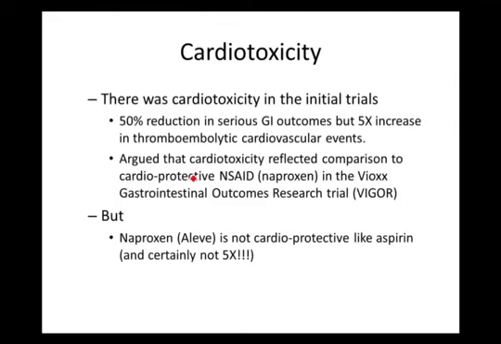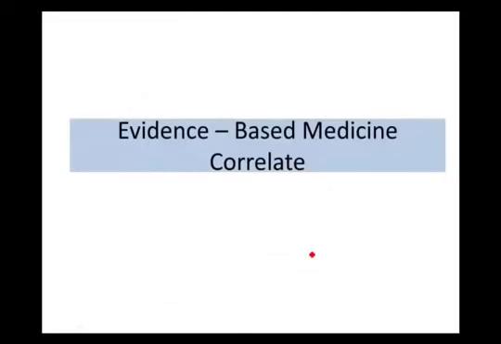But essentially, the trial, which was called Vigor at the time, argued that the cardiotoxicity that was noticed was minor, and it was not. And it argued that the cardioprotective NSAID, which they said was naproxen, was in that same trial. But logically, naproxen isn't cardioprotective like aspirin, and it's certainly not 5 times as cardioprotective as they said it was when they were comparing these two drugs. So I put in an evidence-based medicine correlate.